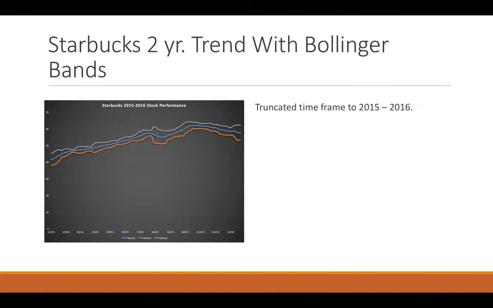Moving to the 2-year trend, the average seems flatter. You don't see a lot of fluctuation here, but you do see the Bollinger Bands fluctuate more accordingly.